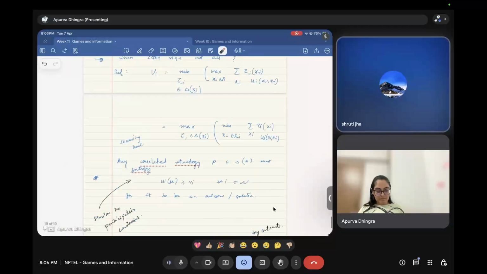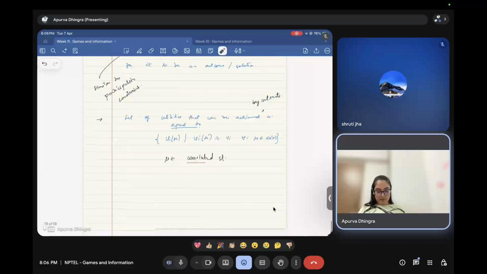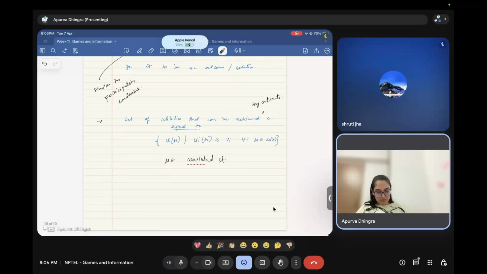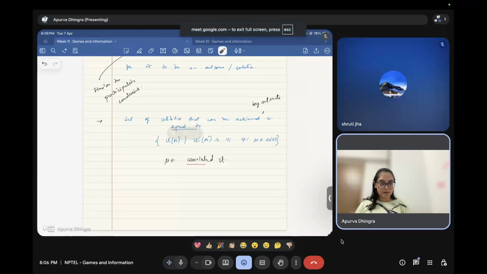Don't worry, this correlated thing is going to come up in the next week also, so we'll go through this peacefully next time. Yeah, with this.